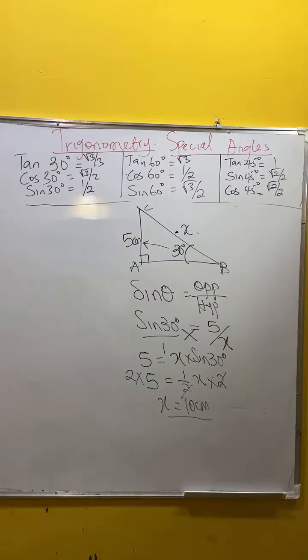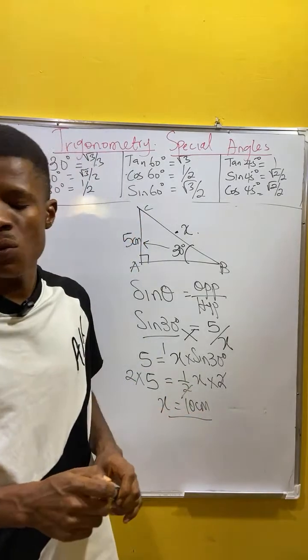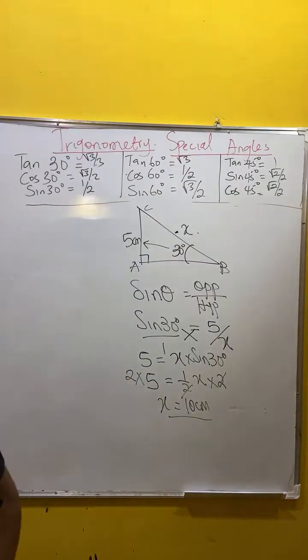So this is how we find the missing side of a triangle. It's very easy. If you have any question, you can drop it so that we can help you solve it. So we got that x is 10 cm. The reason why we found x to be 10 cm is that we used the trigonometrical ratio, the sine, because sine provides the ratio of opposite and hypotenuse, which solves the problem.